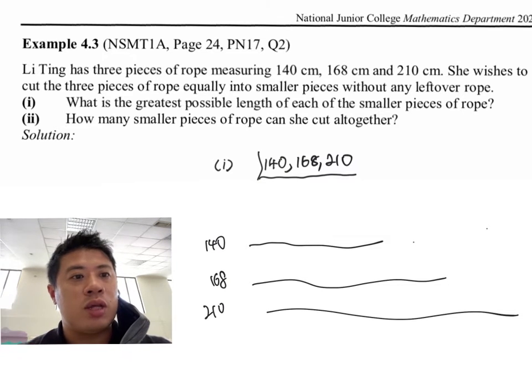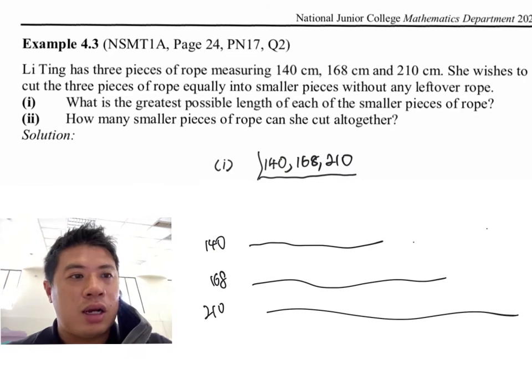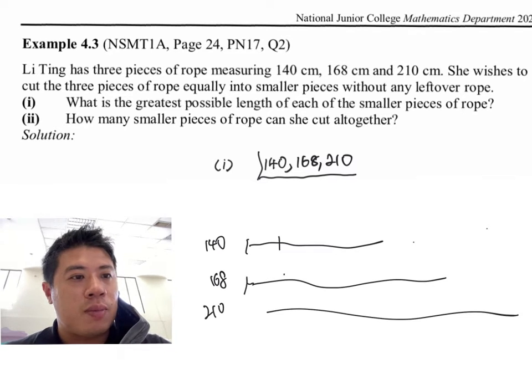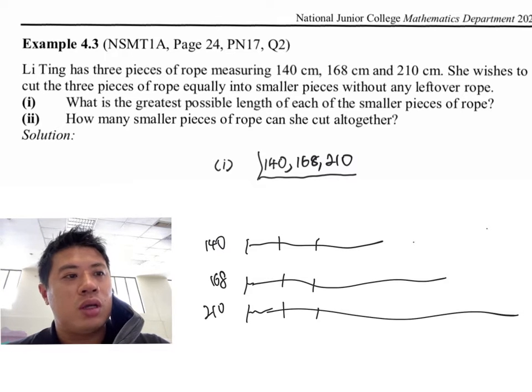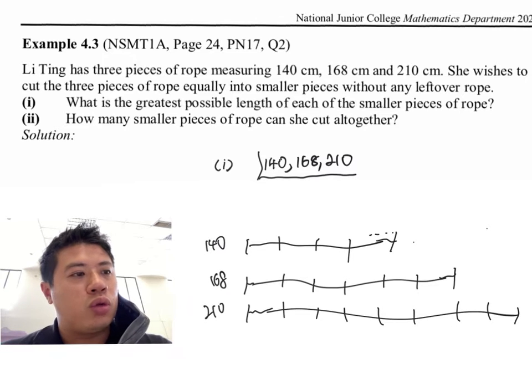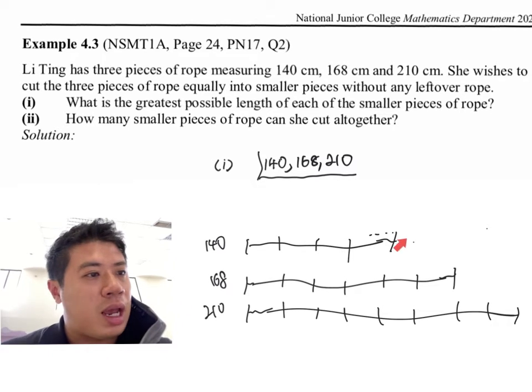What does it mean? Equally means, for example, if here I cut a certain number of cm, here I must also cut the same. They must be equal. So for example, down the road, maybe you cut, they must be equal. So again, you want to cut them, and you do not want any leftover, so there cannot be any leftover.